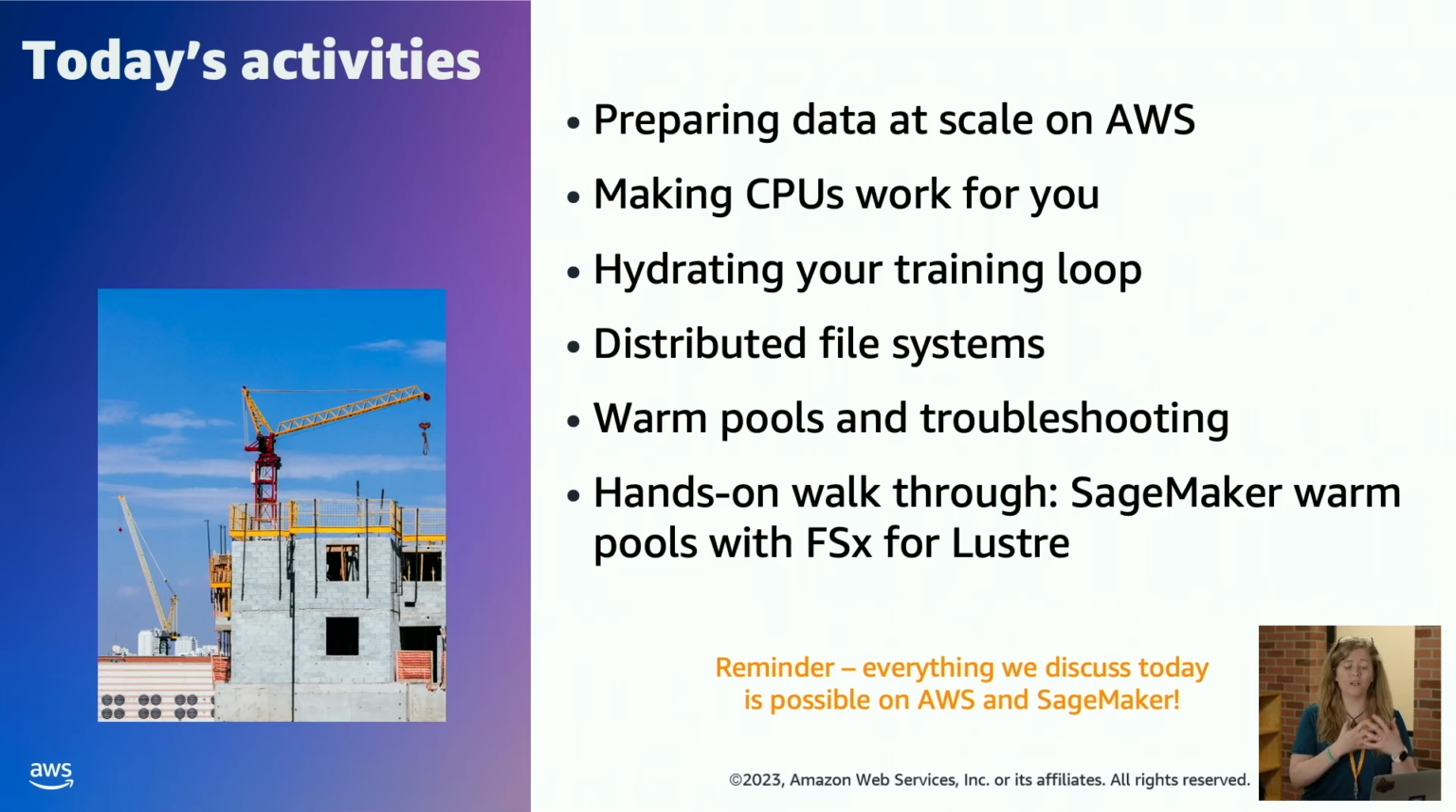And we'll talk about what it means to hydrate your training loop. You want to get to this point where your forward and your backward pass is running really nicely in PyTorch, or however you have it implemented. Basically, we want to hydrate that with data, so we're going to work backwards from that to figure out how to get you this. We'll look at distributed file systems, in particular FSx for Lustre, setting this up, configuring it, getting it to work nicely. We'll learn about warm pools on SageMaker training and troubleshooting, and then we'll close out with a hands-on walkthrough of creating SageMaker warm pools and then running them with FSx for Lustre.